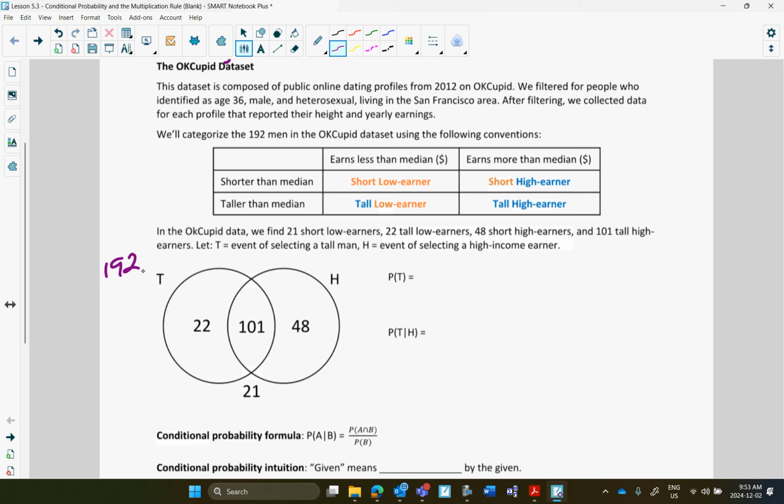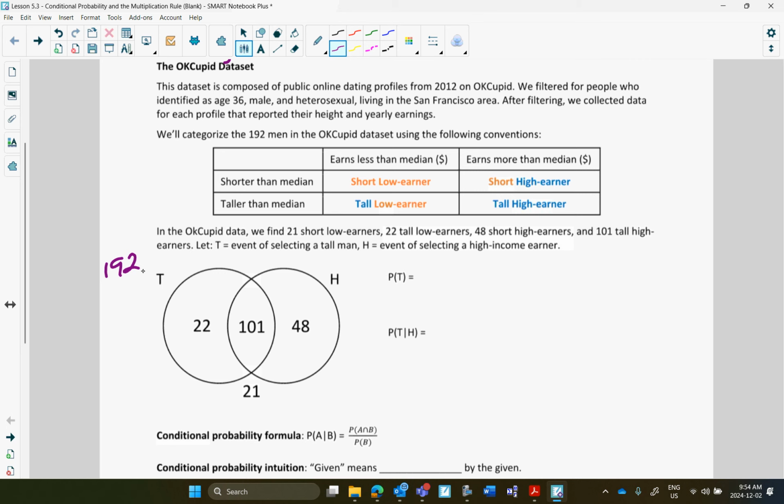Well, there are 48 that are high income earners and short, right? Because they're outside the tall circle. And then there are 101 of them that are high income and tall. So all the high incomes are 149 out of the total number, which gives me 192.